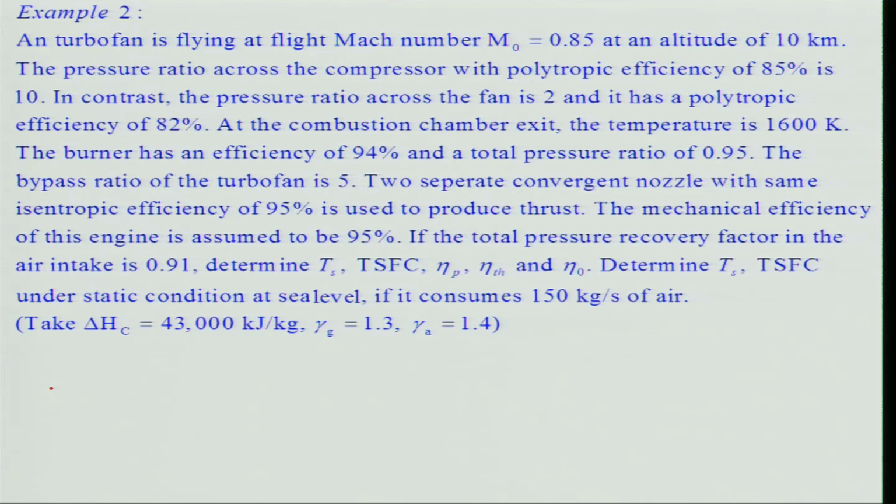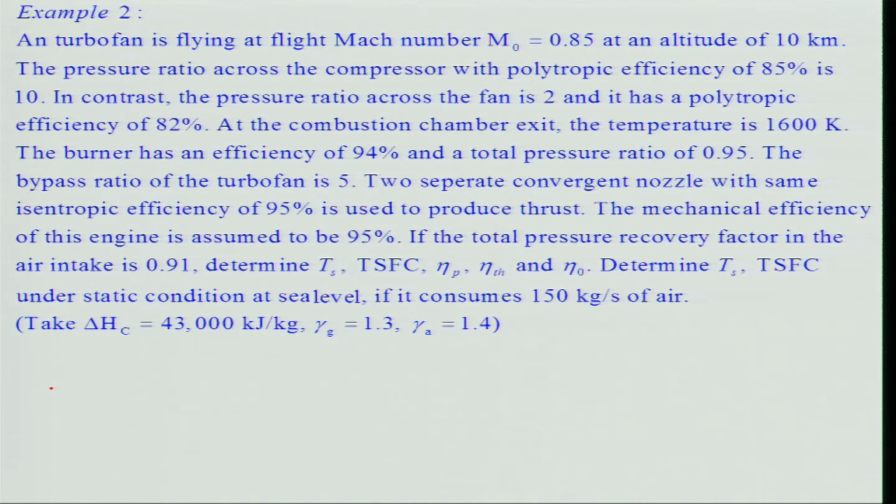At the combustion chamber exit the temperature is 1600 Kelvin. The burner has an efficiency of 94% and a total pressure ratio of 0.95, that means 5% losses will be there in total pressure in the combustion chamber. The bypass ratio of the turbofan is 5, we have taken in this example. Two separate convergent nozzles with the same isentropic efficiency of 95% are used to produce the thrust. Here it is given the same isentropic efficiency for both nozzles, but it need not be, and the streams are not mixed together.